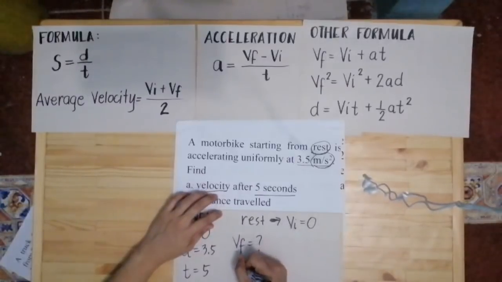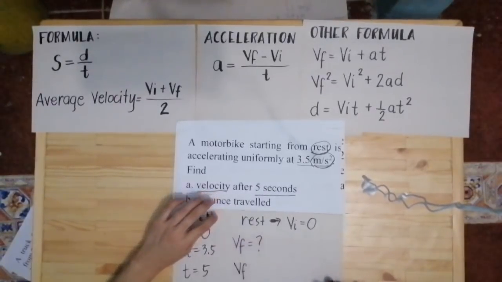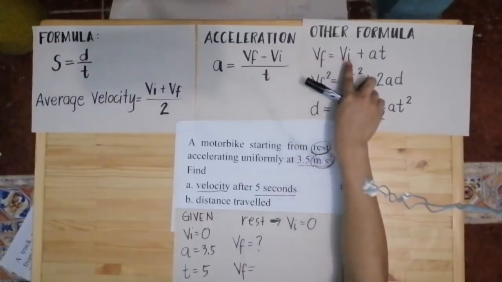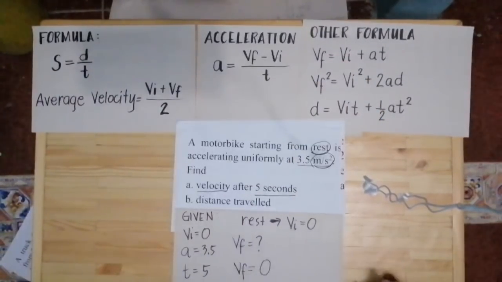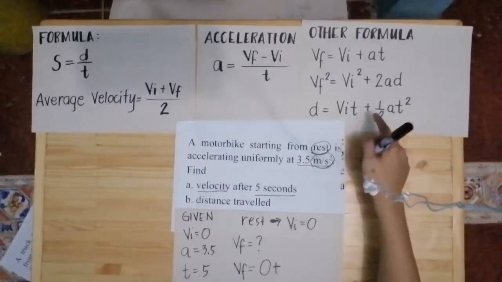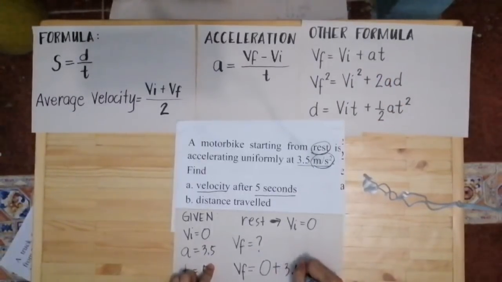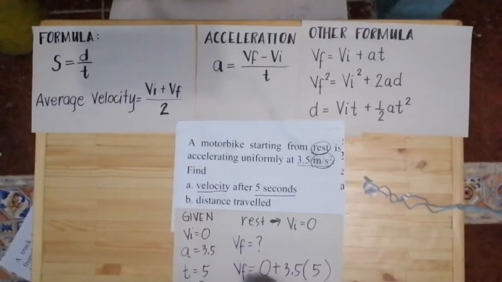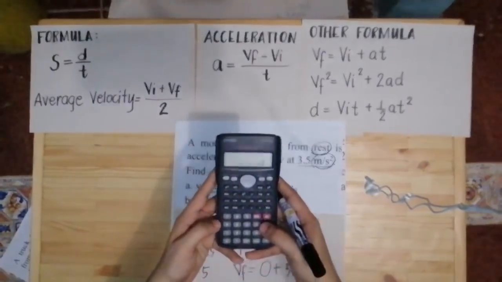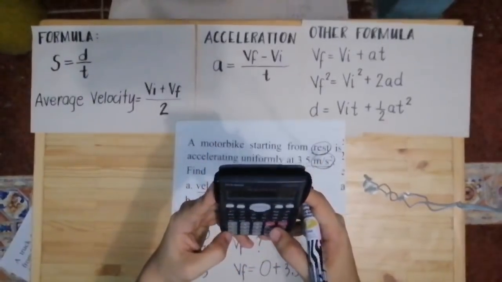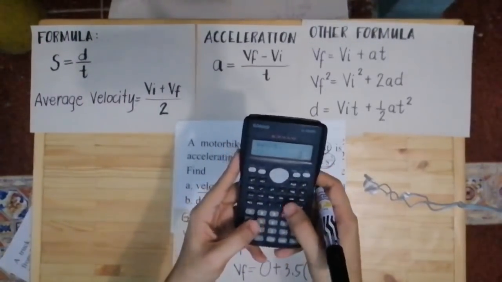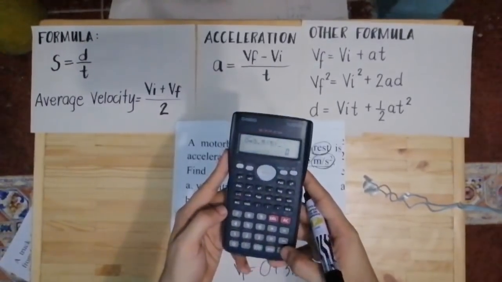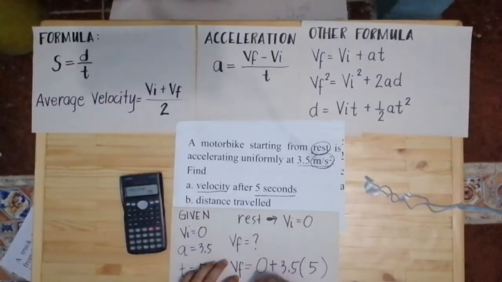Okay? So, we have VF equals, pinakopya ko lang to, VI 0, lagay ko 0, plus, acceleration ay 3.5. The time, multiplication yung times tayo dito, lagay na parenthesis, the time is 5. So, VF is equal to, lagay lang sa calculator to, we have 0 plus 3.5 parenthesis 5 close parenthesis equals, we have 17.5.